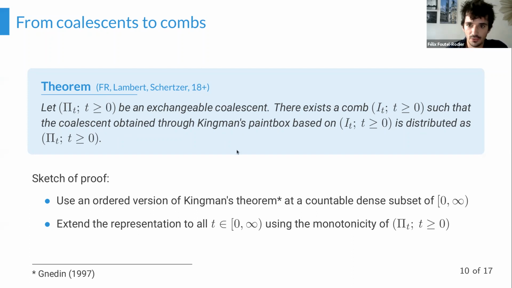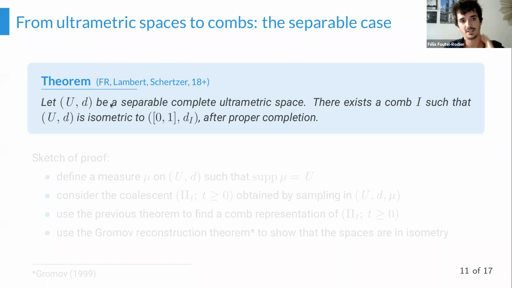Okay, so now we know that any exchangeable coalescent can be associated to a comb. And this result directly entails our first representation result for ultrametric spaces, which is that if you give me a separable complete ultrametric space, then I can always find a comb which is isometric to the original space. Okay, and I just need to properly complete this space, and that's not very interesting.